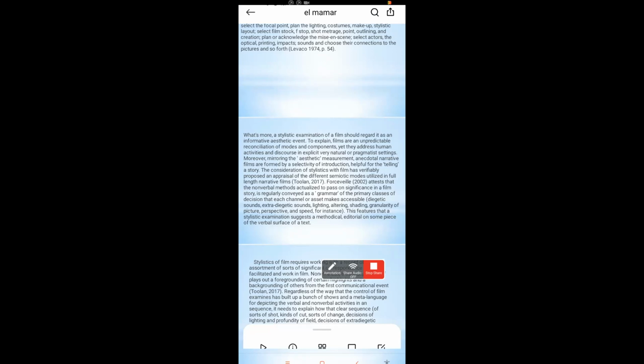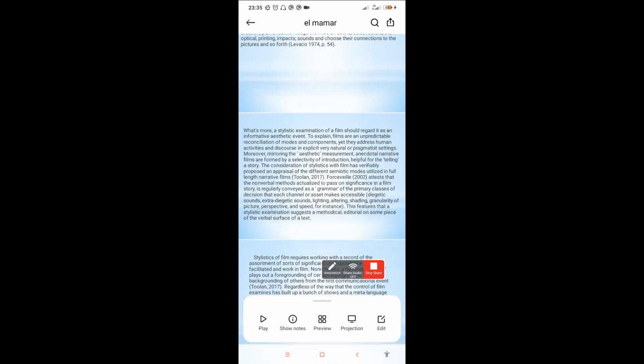So what's more, a stylistic examination of film should regard it as an informative aesthetic event. To explain this, films are unpredictable components, yet they address human activities and score natural or pragmatist settings. During the aesthetic measurement, anecdotal narrative films are formed by selectivity of interest, helpful for the telling of a story.